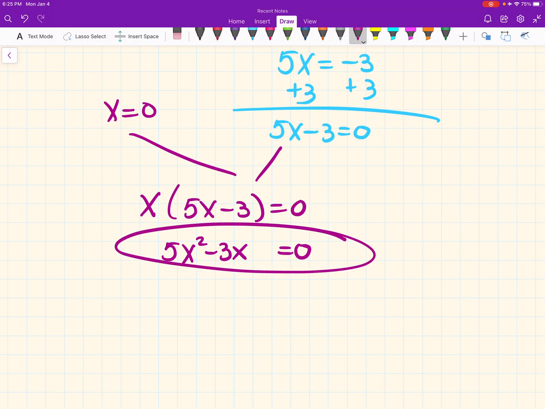Okay, it takes a little practice, but if you do a couple of these on your homework, you'll see that I think these are easier because you don't have to worry about having a method for factoring.